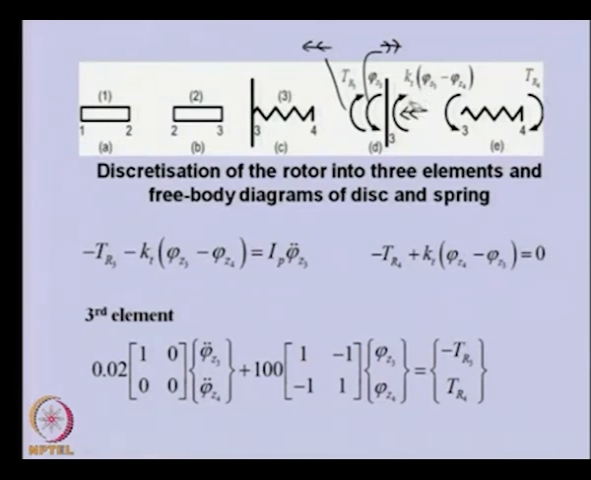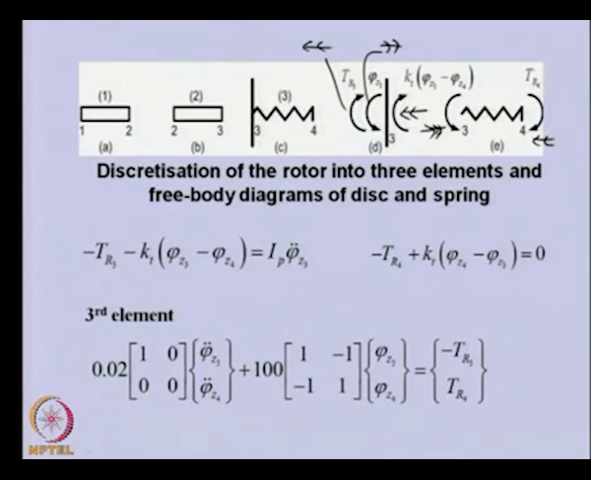This spring is having a relative twist of theta 3 minus theta 4, because two field variables are there. So, phi z3 minus phi z4 is the relative twist, and multiplied by the torsional stiffness it will give us the reaction torque from the spring. Now, this is the free body diagram of the disc, and the same reactive torque will act here, but the direction will be opposite here, and this will be opposite. Here also the same reactive torque will act, because there are no other forces here. So, the torque here and the torque here should be the same.